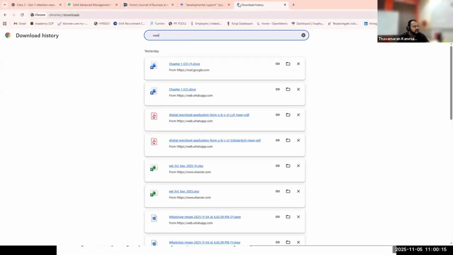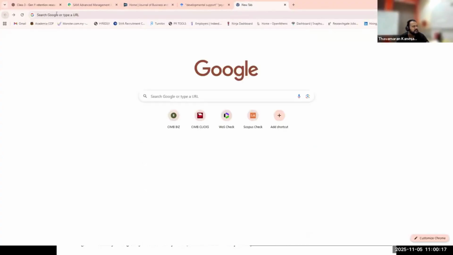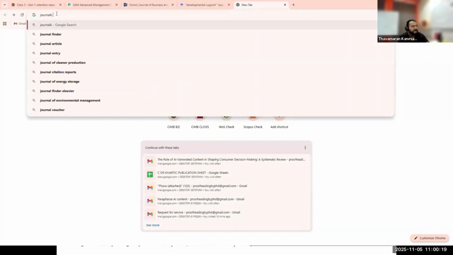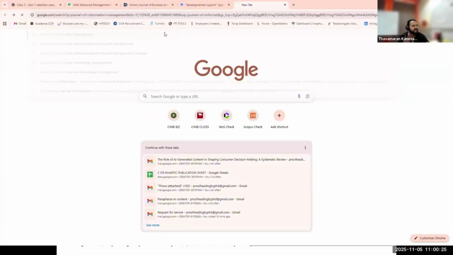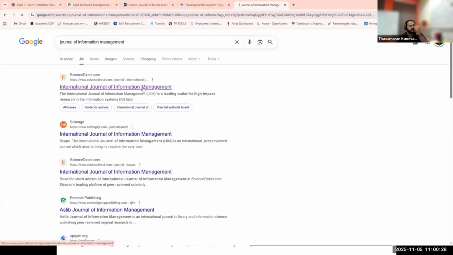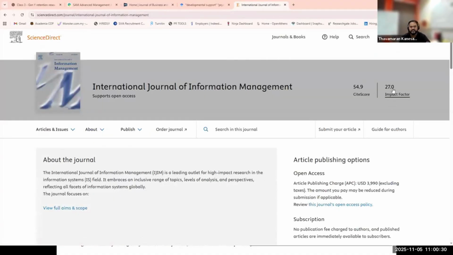Sorry, let me close that. Journal of Information Management, for example. We go into this impact factor of 27, which is fabulous, number one in the world. This journal, Information Management, is number one. Elsevier journal, ScienceDirect, 54.9 CiteScore. Top of the class lah, top of the class.